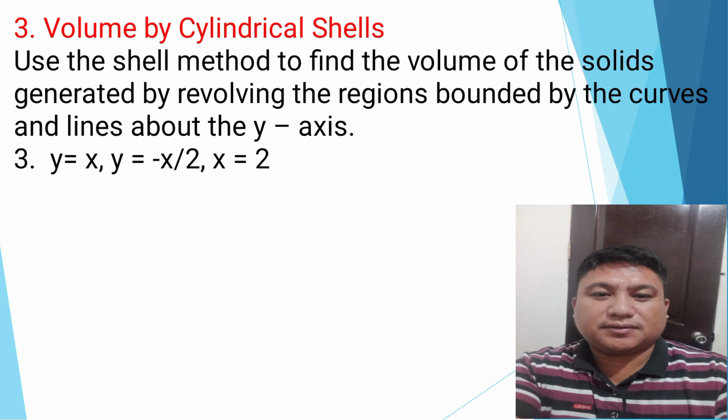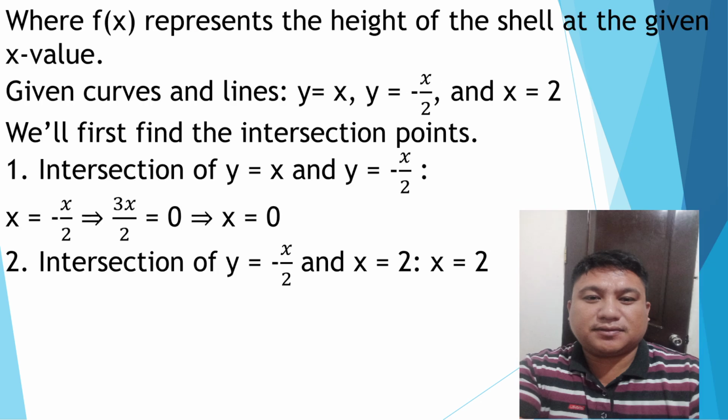Then the third problem. Volume by cylindrical shells. Use the shell method to find the volume of the solids generated by revolving the regions bounded by the curves and lines about the y-axis. y equals x, y equals negative x over 2, x equals 2, where f of x represents the height of the shell at the given x value. Given curves and lines y equals x, y equals negative x over 2, and x equals 2.